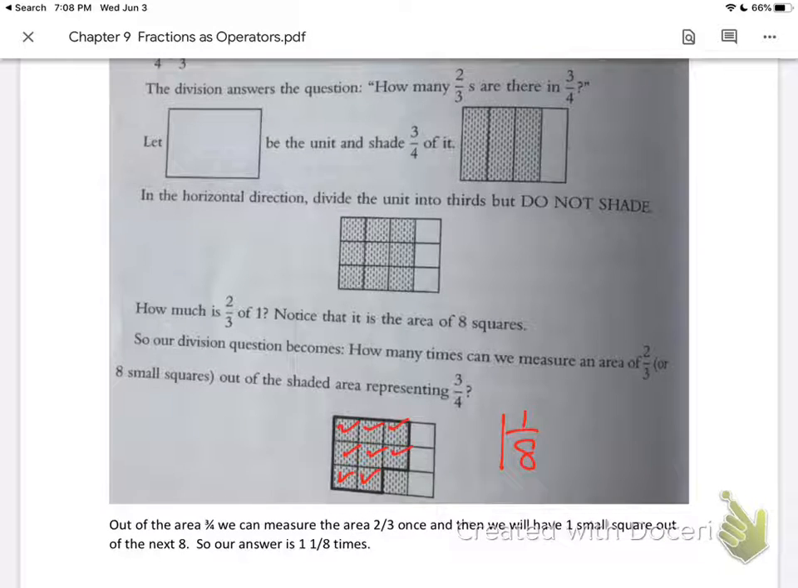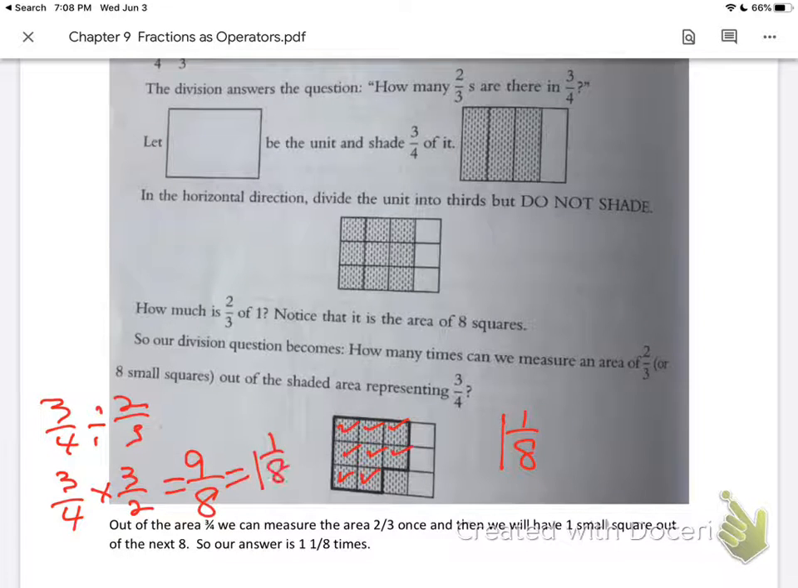Now, does this match our normal algorithm for division? So 2/3 divided by, excuse me, let me write down the correct equation. So 3/4 divided by 2/3. And to do that problem, you would say 3/4 times 3/2. So that's going to be 9/8, which is 1 1/8. So yes, this is the method we use when we want to do division. Okay, so think about and contrast that with what we did with multiplication. Okay, we can go on to the next page.